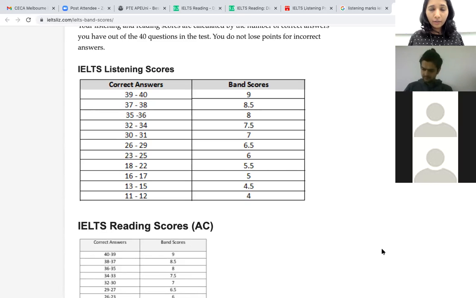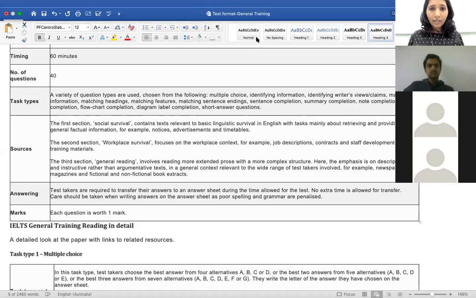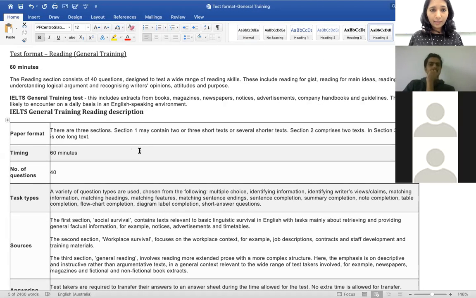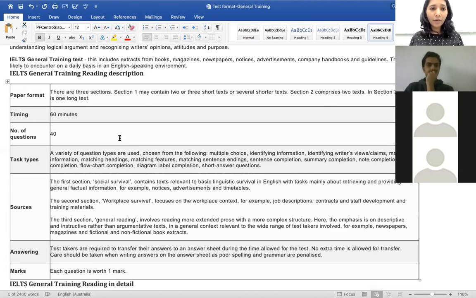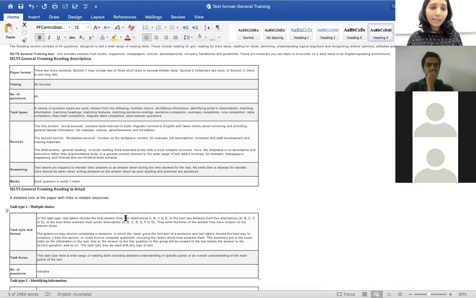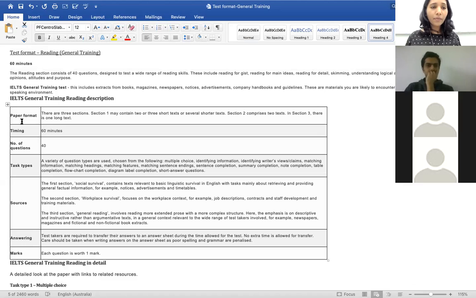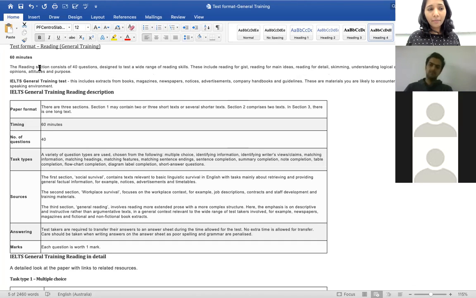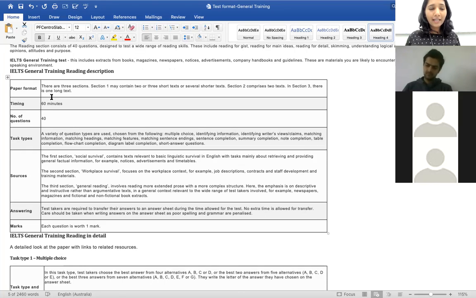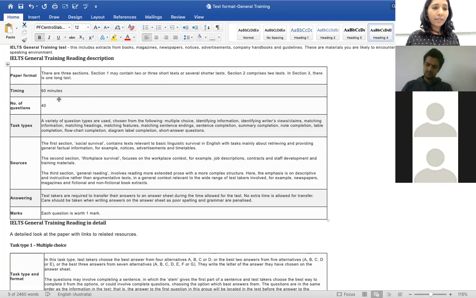So I pulled it out separately. Before that, I'll just share my screen with you. Can you see my screen now? So this is a small description about the type of reading questions. Your entire reading is for 60 minutes, whether you are an academic test taker or a GT test taker. Your total time is for 60 minutes.